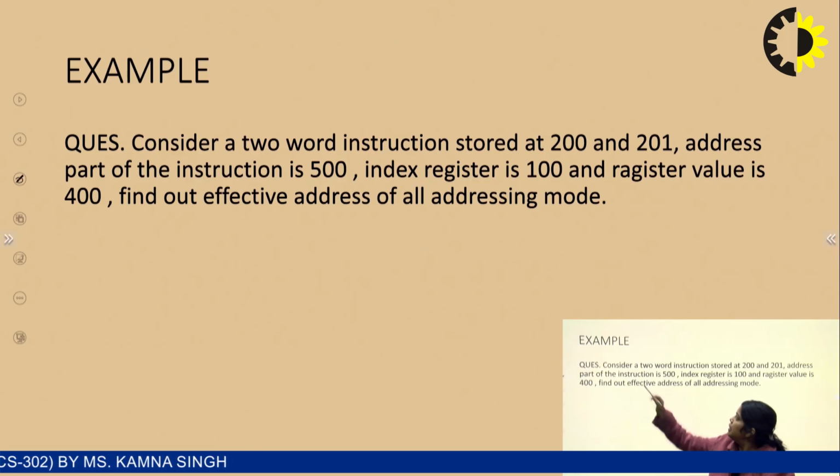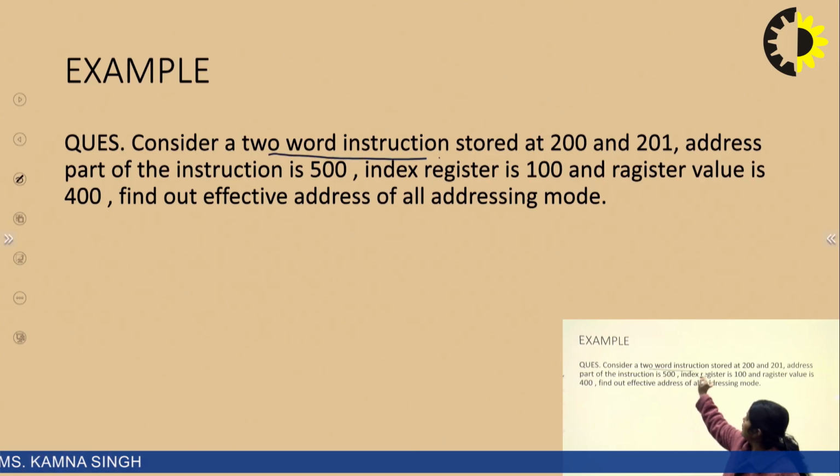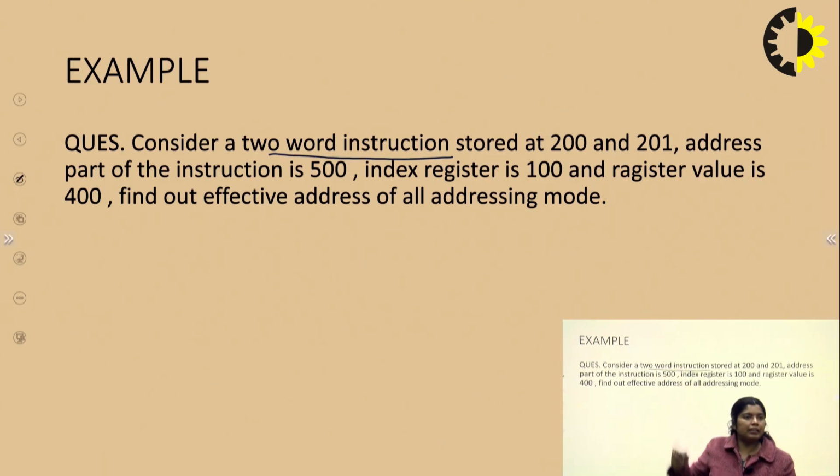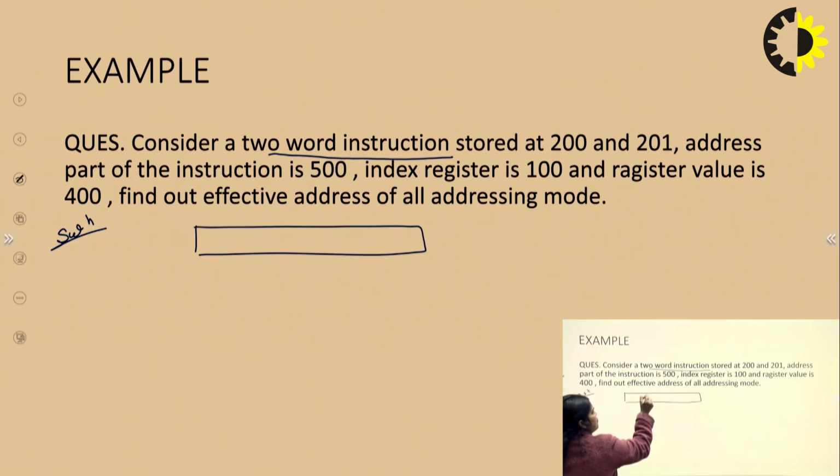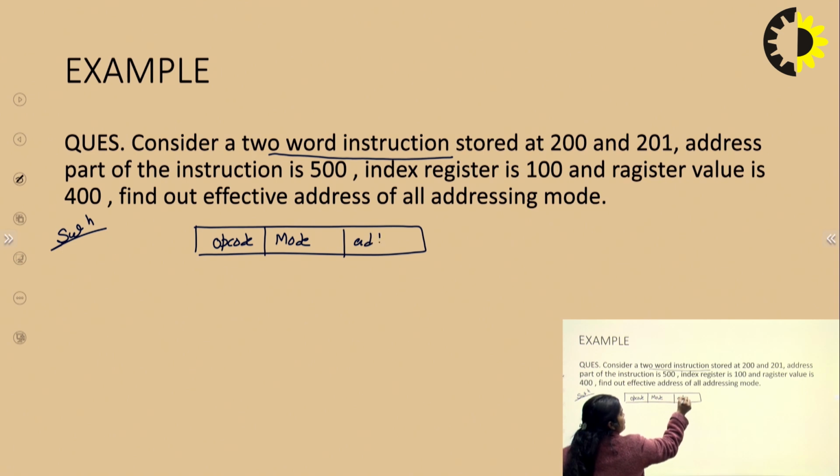First slide. Consider a two-word instruction. It is written here that it is a two-word instruction. You have to note this instruction: we have an opcode, mode and address. We have three fields, and if they are asking about a two-word instruction, the computer instruction part is two words.